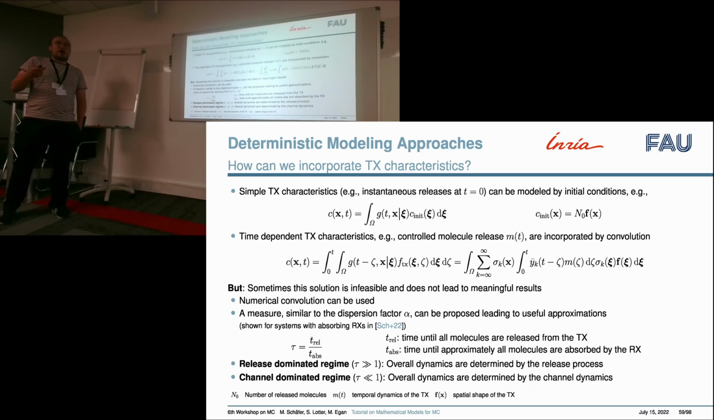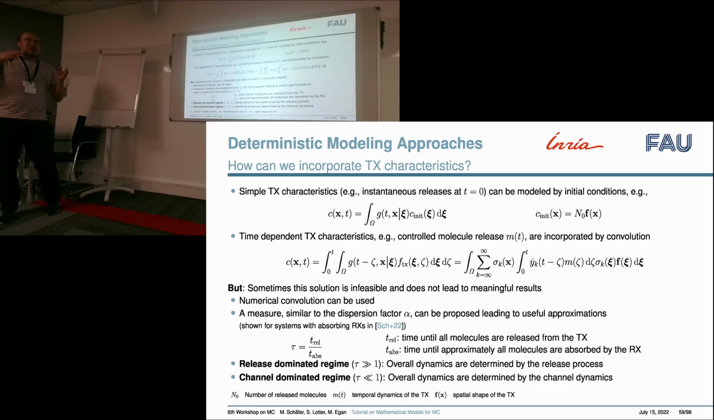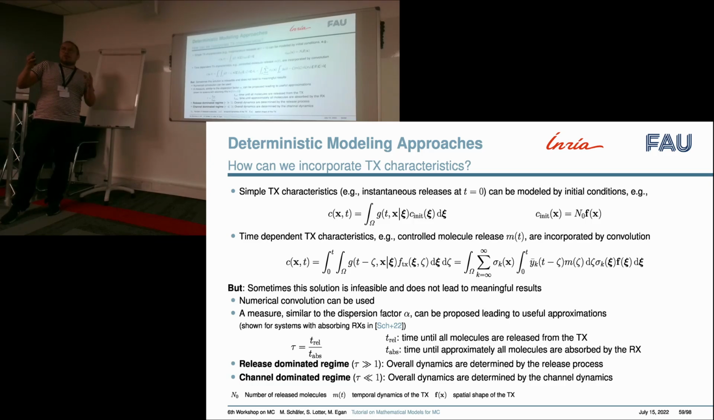And then what one can do, one can try to introduce a similar measure as the dispersion factor alpha by just, let's say, analyzing what is more important for my received signal. Is it the dynamics of the channel or is it the dynamics of the transmitter? And depending on this relation, we might be able to simplify this convolution to something which can be evaluated analytically. But this is just an idea of what can be done, and it strongly depends on the arrangement and on the type of receiver and transmitter here.